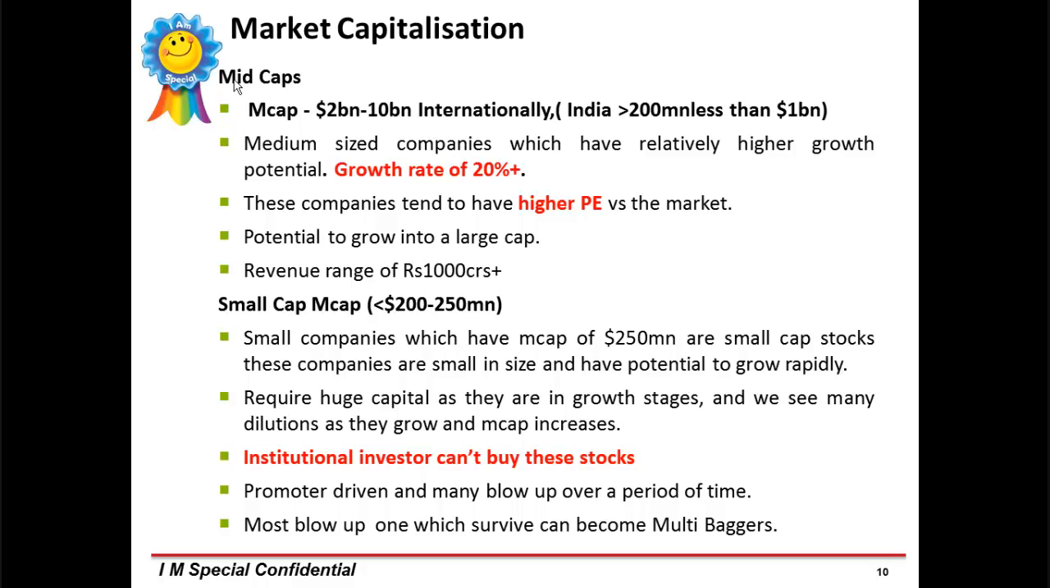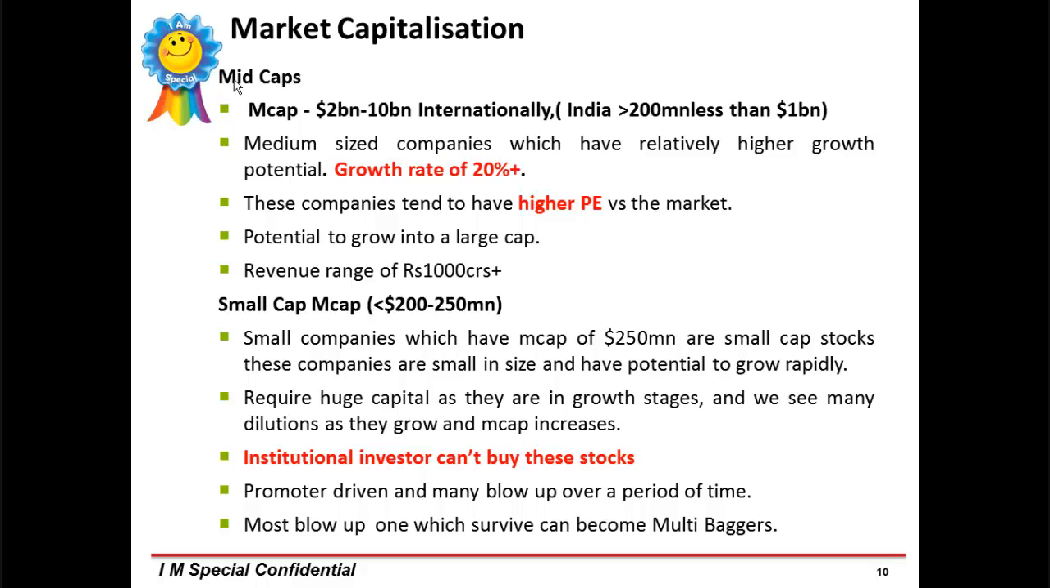Small cap stocks. Small companies which have a market cap of less than 250 million are small cap stocks. These companies are small in size and have potential to grow rapidly. The reason I have taken 200 million to 250 million is simple, because it depends upon the rupee conversion also. If it was 50, then probably the market cap would be 50 to 60. So that is why I have taken 200 to 250 million. In terms of rupees, any company with a market cap of less than 1000 crores would be a small cap company.